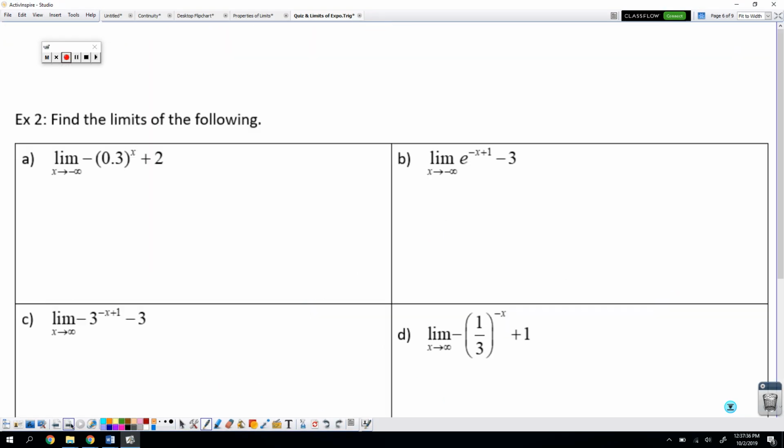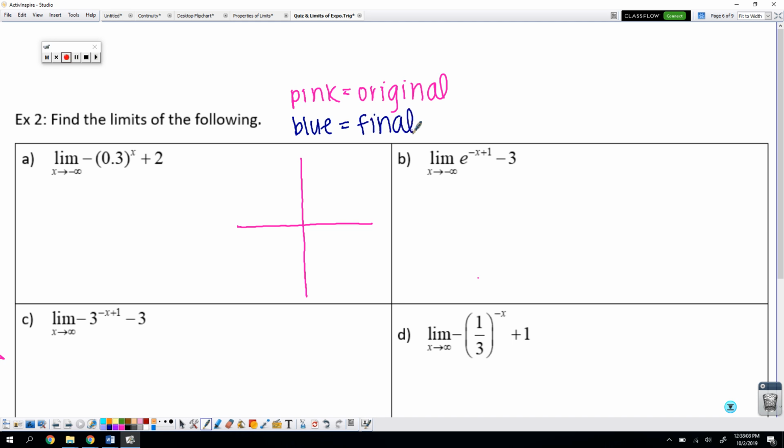Now let's go to the next page. So this time you have to graph it yourself. So you have the option of just graphing the final version, or you can go through and actually show all of the flips and all of that. So I usually just show them all. So what I'm going to say is that pink is the original, and then I'm going to go with blue is the final. Okay? So any colors in between are just going to be shifts that I need to make.